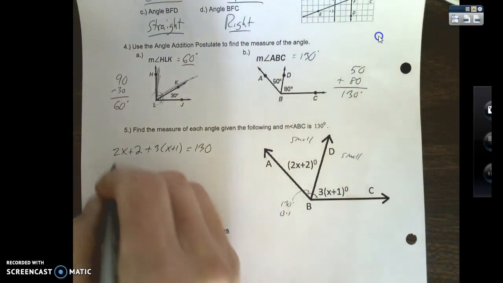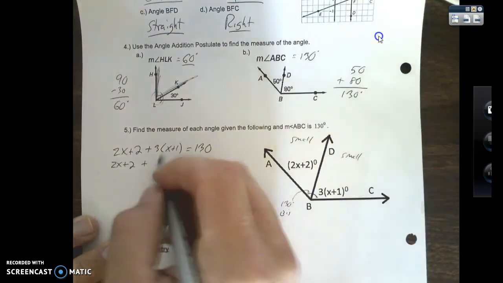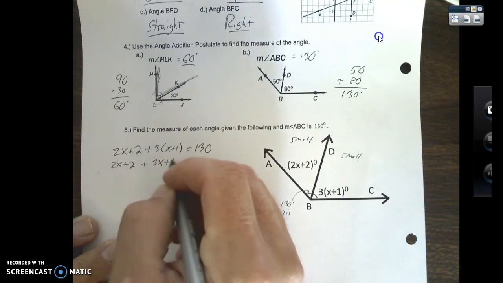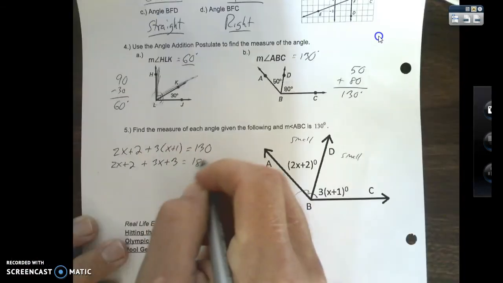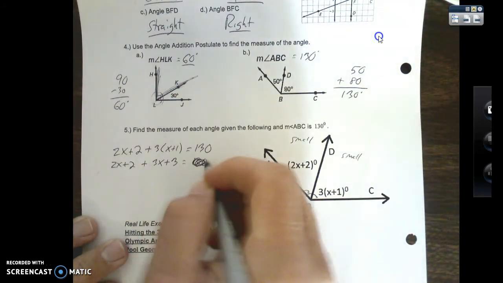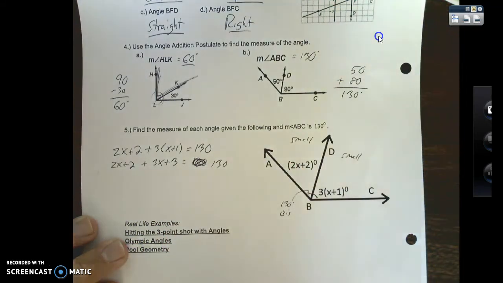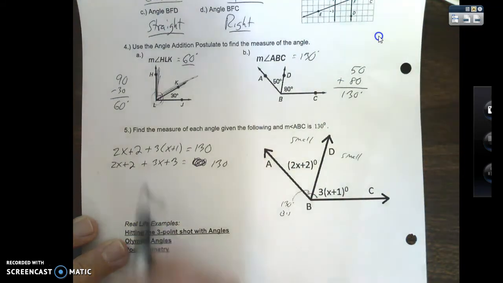So, clean this up. 2x plus 2, I can distribute that 3 in. 3x plus 3 equals 180 degrees. My computer's acting very funny. I apologize for that. I have no idea why. It's freaking me out. And I just said 180 there too because I was caught off guard by the jumping around. My apologies. 130. I know you're going to call me out on that one, so thank you.